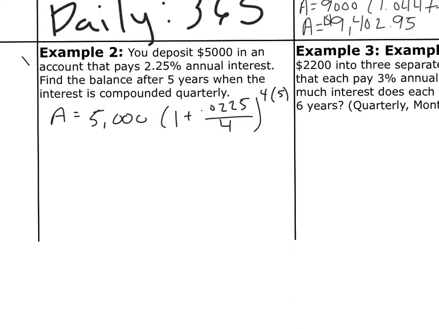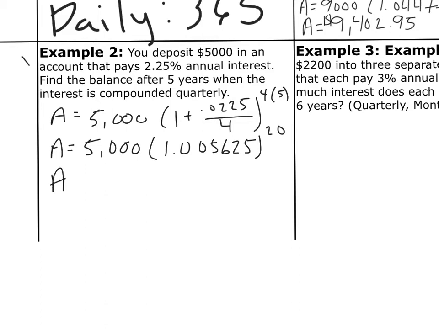Looking at this right here, let me go ahead and break out my handy dandy calculator. I've got 0.0225 divided by 4. Add 1 to that. That gave me 1.0056. So A is equal to 5,000 times 1.0056 and I guess 25. Now 4 times 5, that's just 20. So raise this number to the 20th power, and that gives you this.